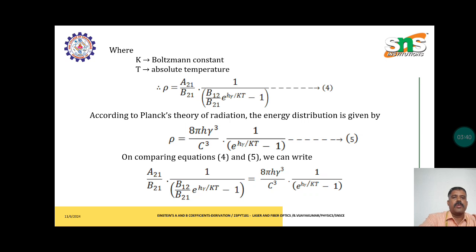The next one, according to Planck's theory of radiation, the energy distribution rho equals 8 pi h nu cubed by c cubed, times 1 divided by e power h nu by kT minus 1. So A21 by B21 into 1 divided by (B12 by B21 e power h nu by kT minus 1) equals the fifth equation, 8 pi h nu cubed by c cubed, times 1 by e power h nu by kT minus 1.